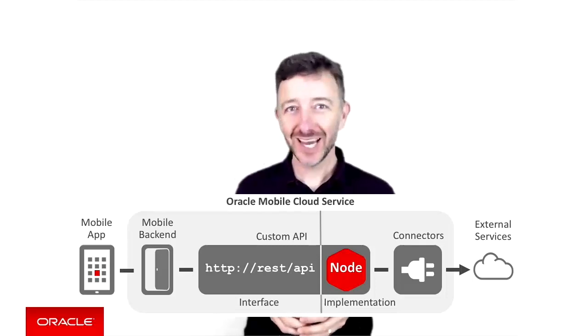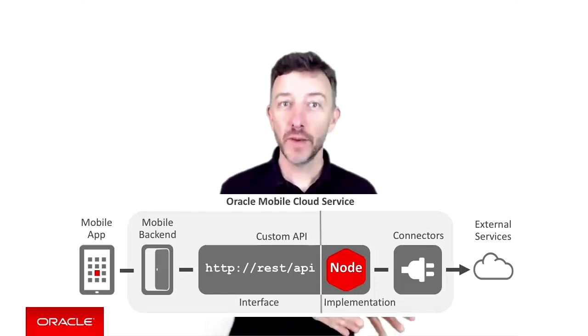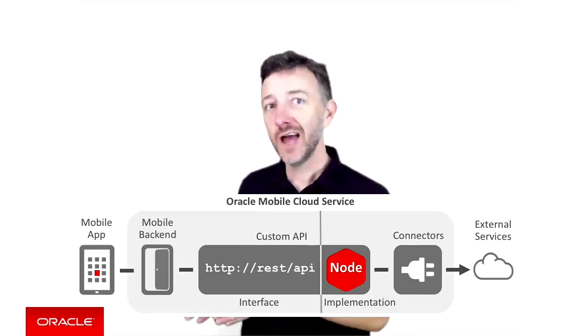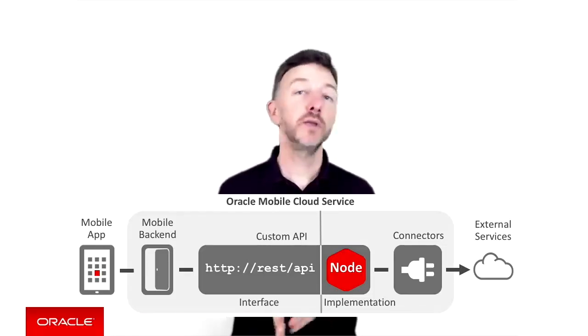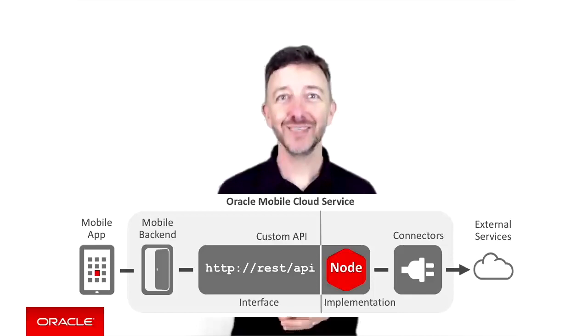Okay, so let's do that now. First, I'll create the mobile backend, then I'll create the connector, and finally I'll create the custom API to call the connector, as well as exposing the API through the mobile backend.